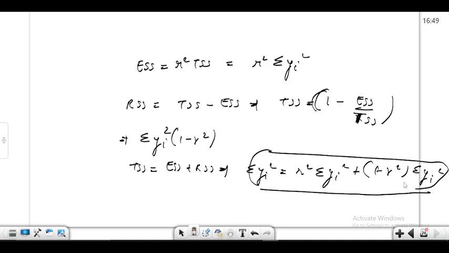I hope this part was a bit interesting for you, because R square allows you to check how well your regression line is fitting the data. It is an important concept, and I hope it made some mathematical, statistical, and econometric sense to you.